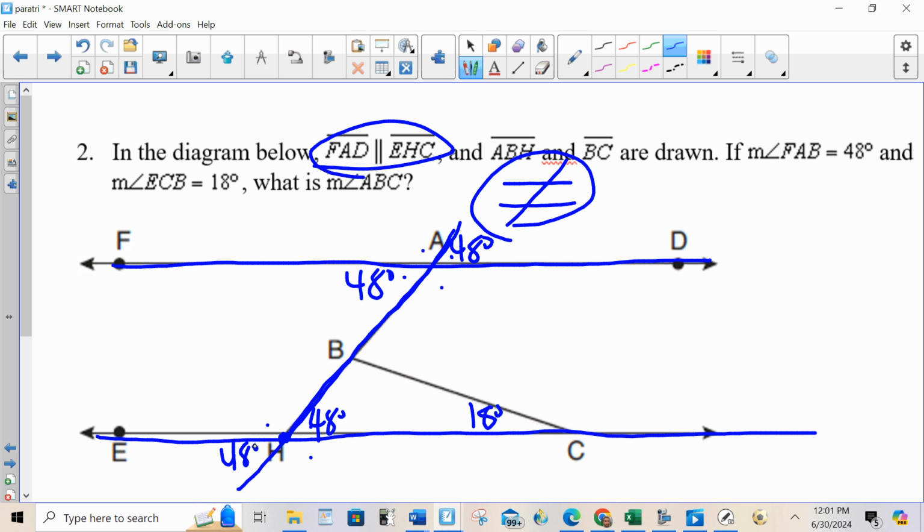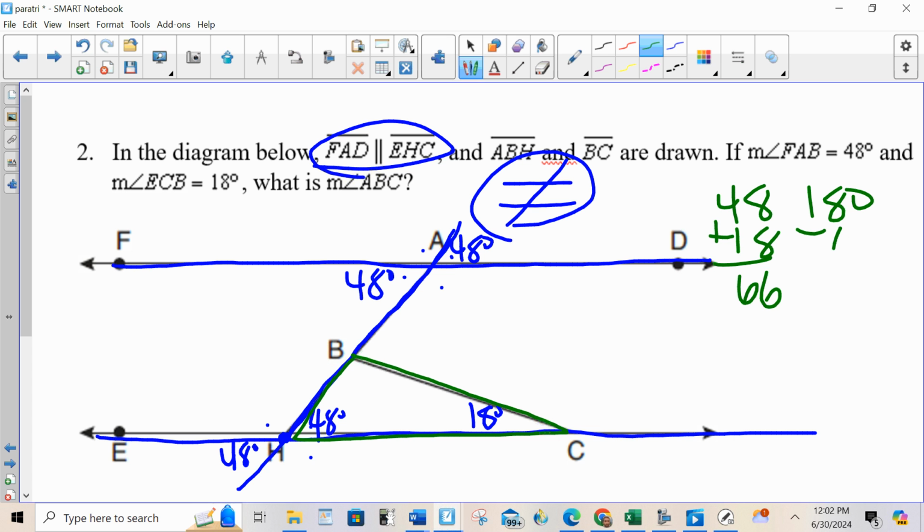I can fill in the obtuse angles if needed, but it doesn't look like I'm going to need to in this example. Now that I have that, again, it's the same thing we did in that complex triangles lesson. Look for linear pairs, angles of a triangle. I have two angles of a triangle. 48 plus 18 is 66. 180 minus 66 is 114.